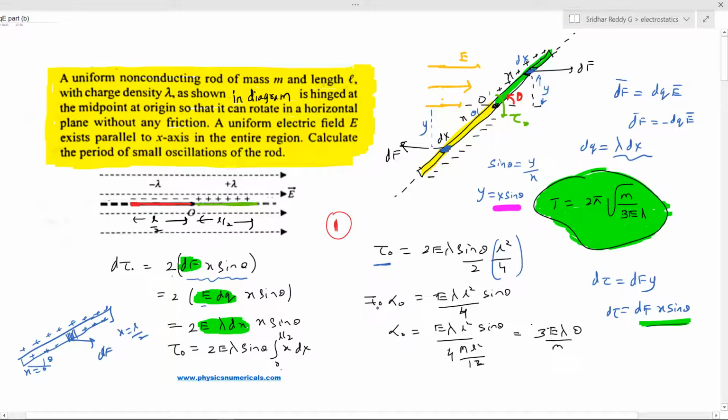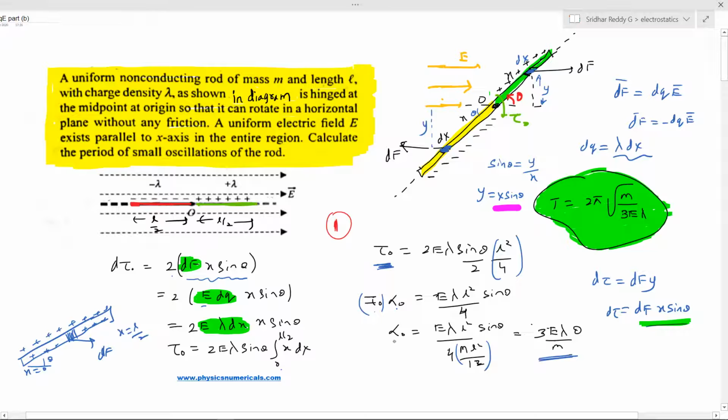Okay, what is moment of inertia? Torque tau naught should be equal to I naught into alpha naught. What is I naught? Moment of inertia of the rod about the midpoint. So alpha naught equals e lambda L square sine square theta by 4 into the moment of inertia of the rod about its center, for a rod of mass m and length L, mL square by 12. Substituting all, we'll get this alpha.